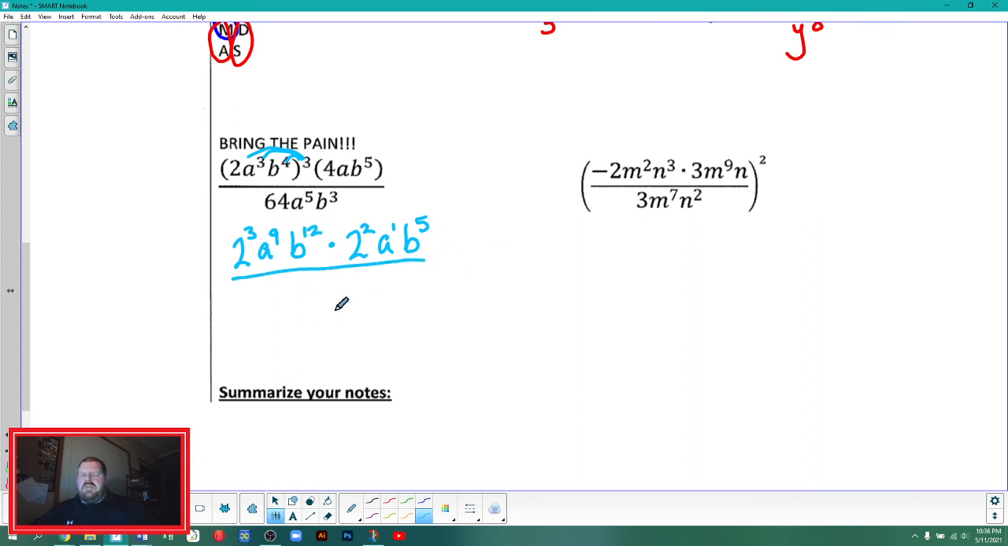On the bottom, there's not much to do, but 64 is an exponent of 2. I believe it's the fifth. We have 2, 4, 8, 16, 32, 64. Okay, sixth. So 2 to the sixth, a to the fifth, b to the third.